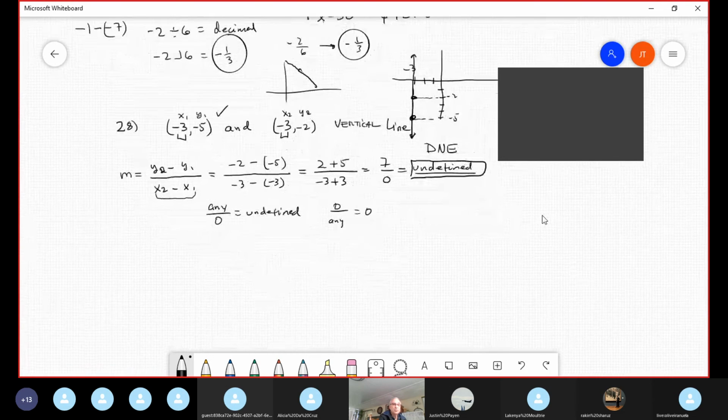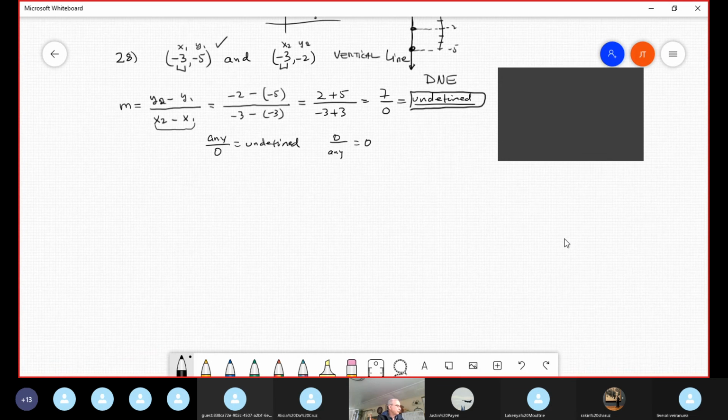Let's do one more, guys. That's it for today. This is the last one. Number 29. Suppose the points are given: (-2, -6) and (-4, -3). And the same question: find the slope of the line connecting these points.